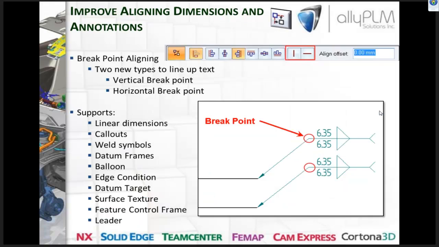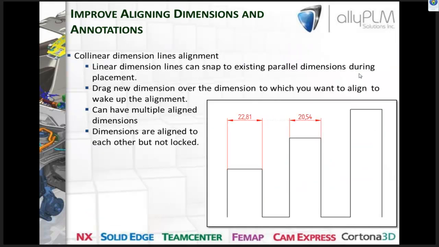We have kind of the same thing with breakpoints, and I'll show you this in a minute. We have the options here to align vertically or horizontally with breakpoints. And you can also line up dimensions. To do that, let's say we had this 20.54 dimension placed, and we're placing this 22.81. All we have to do is mouse over this other dimension, and they'll both highlight red, and you can click to place it, and they'll be in a line then.